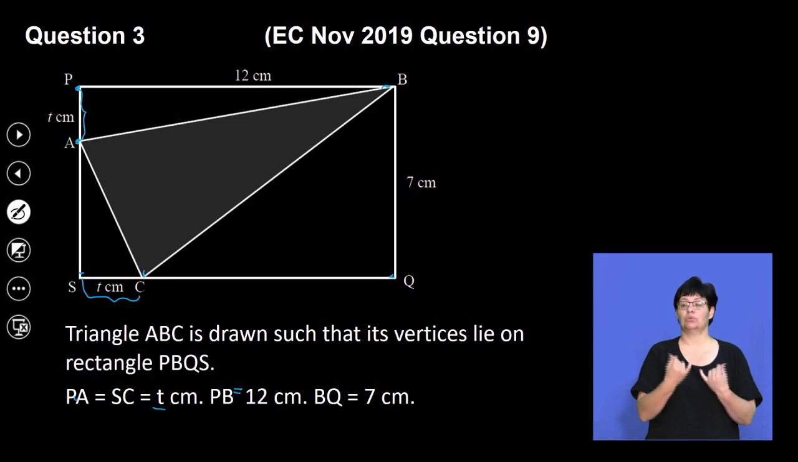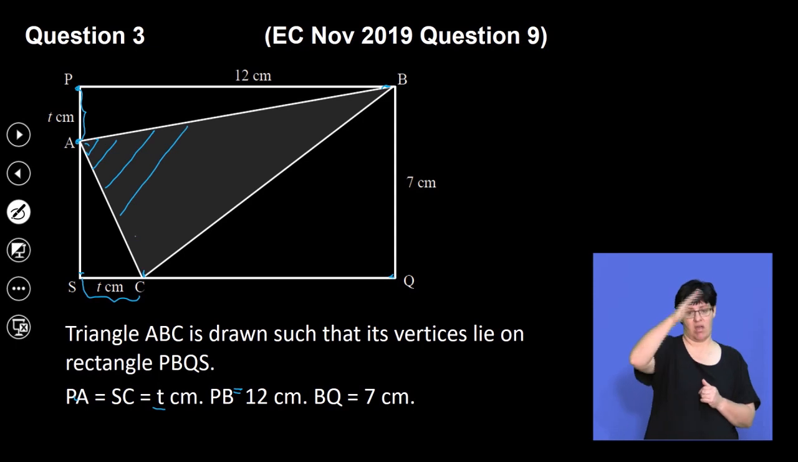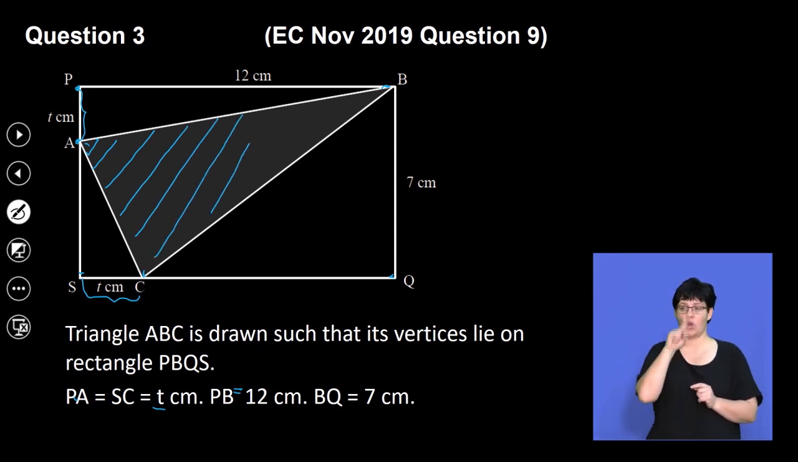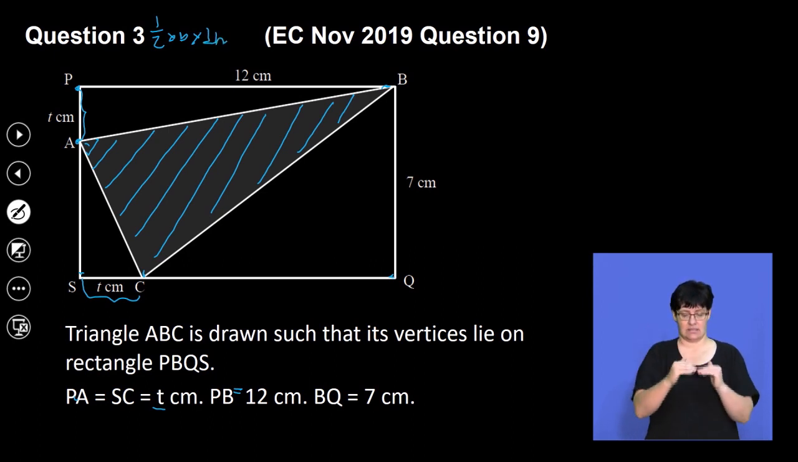What we're going to do here is find an expression for the area of that triangle. Looking carefully at this triangle, we know that the area of a triangle is equal to half times base times perpendicular height. But we don't really have enough information to be able to use that formula directly because we don't have a height that is perpendicular to one of those bases. And we can't use any trig because we don't have any angles. So the only way we can really find the area of that triangle is to find the area of the rectangle.